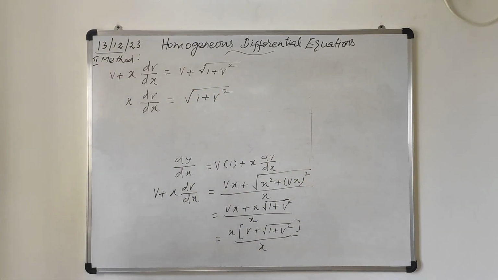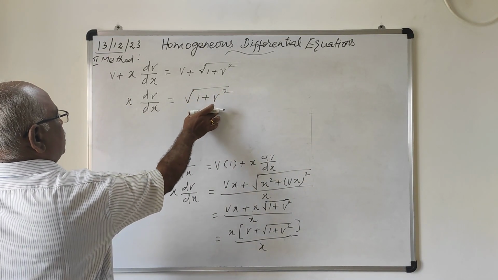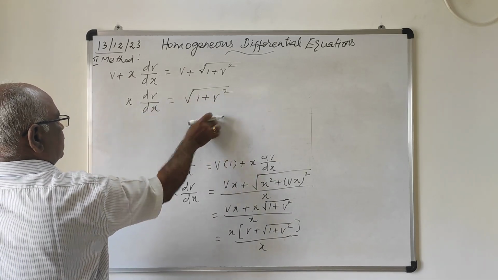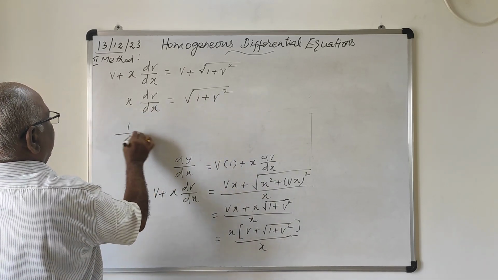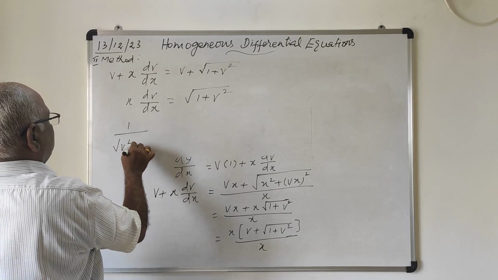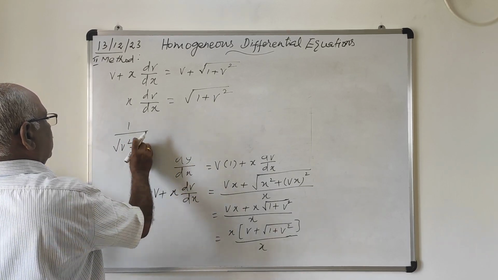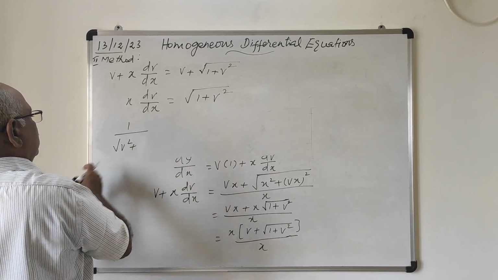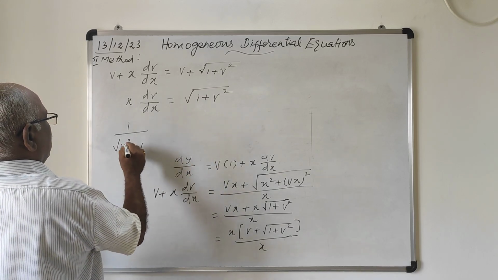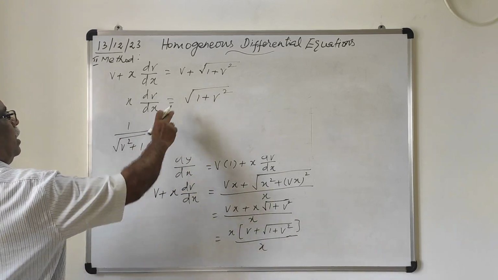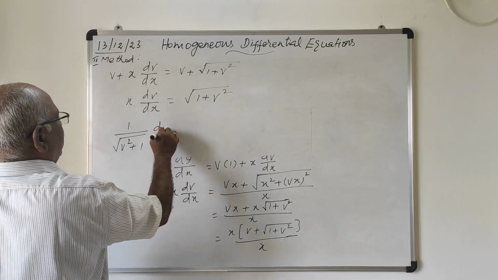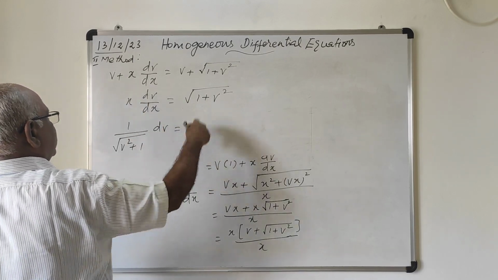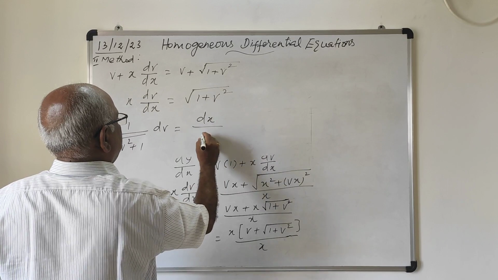So using variable separable here, you have to separate v terms and x terms. You will get 1 by root of 1 plus v square, or v square plus 1, into dv equal to dx by x, if you bring x to the right hand side.